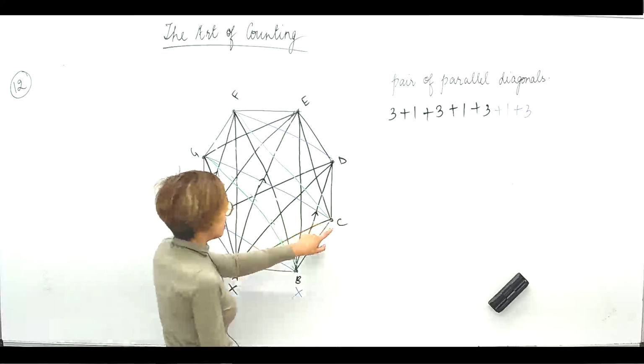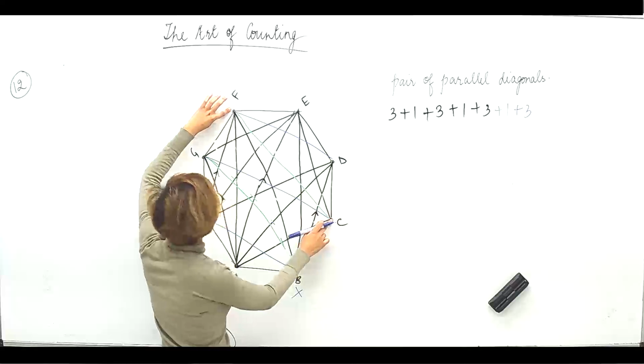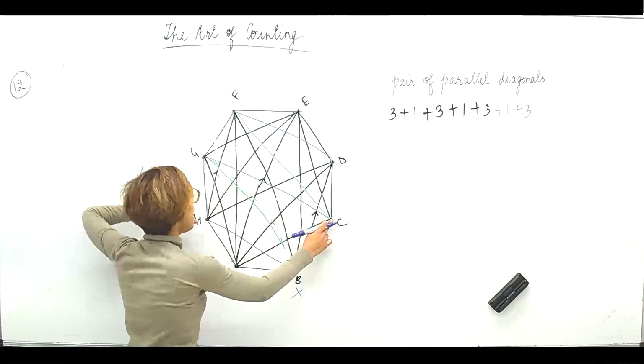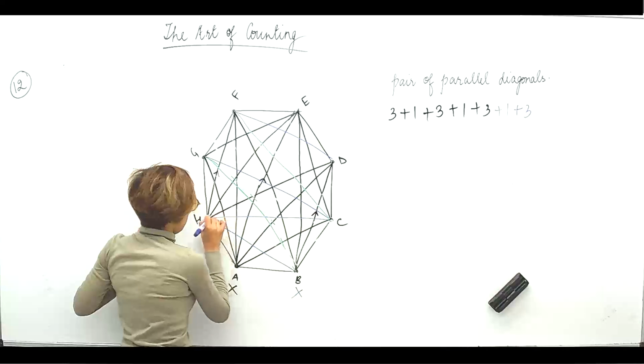Now let's come to C. CD is nothing, CE already joined, CF already joined, CG already joined. CH is not joined, so join that first of all.